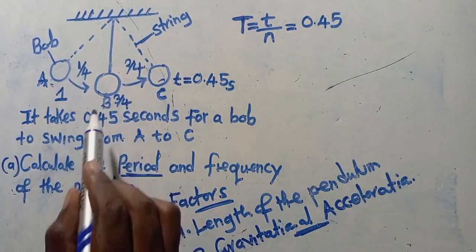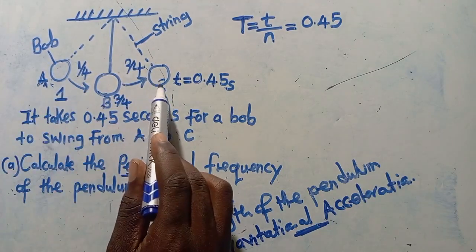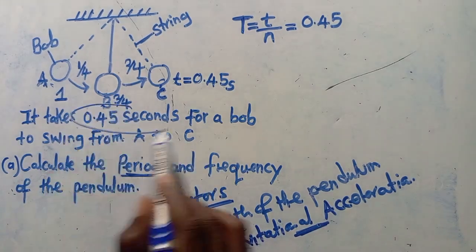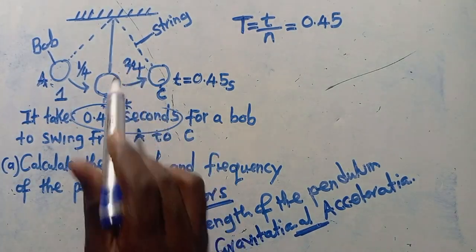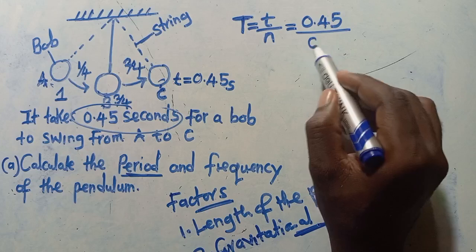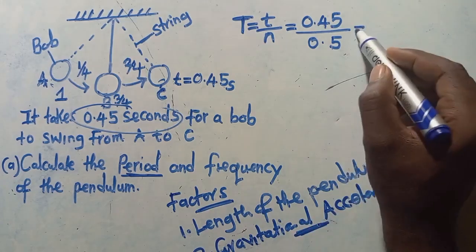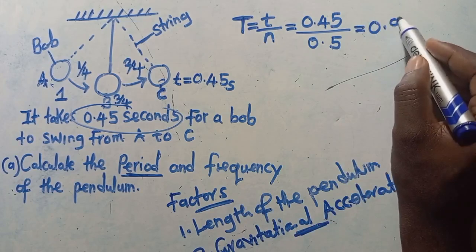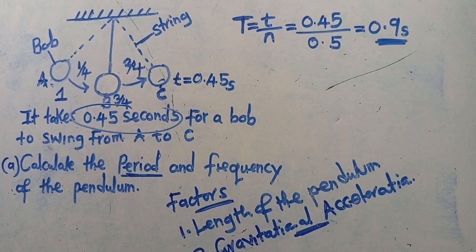So you just need to understand this. This is moving from A to C, covering this. So A to C is 2 over 4. If you punch it on your calculator, 2 over 4 is the same as 0.5. So when we divide, 0.45 divided by 0.5, what answer are we getting? The answer is 0.9 seconds. So that is the period. We've calculated the period.